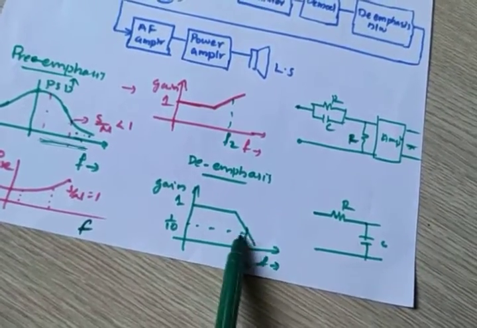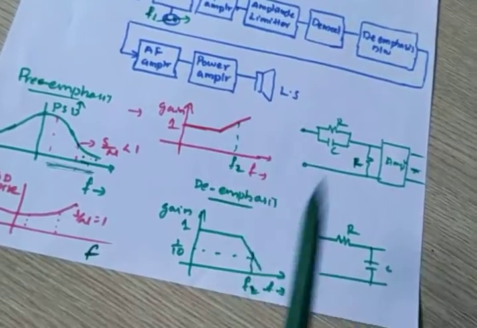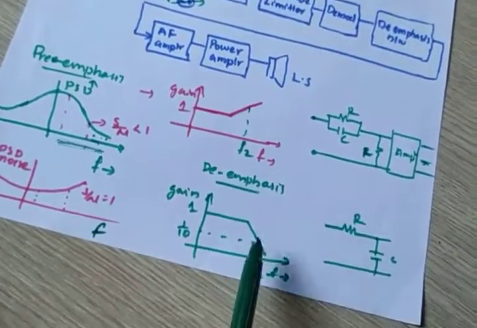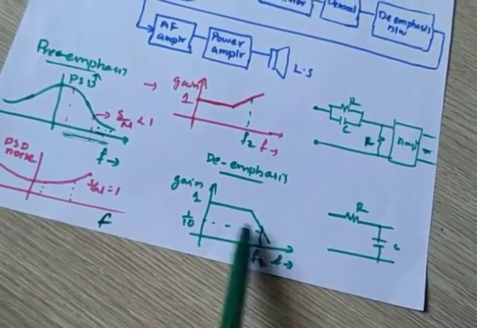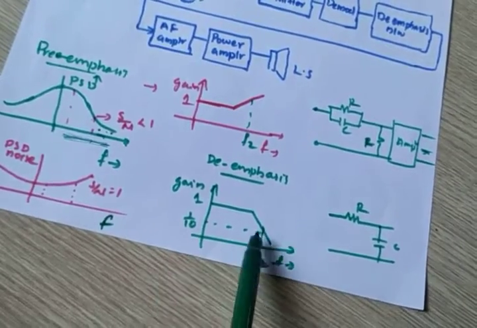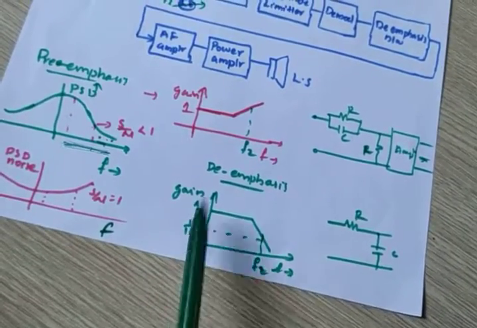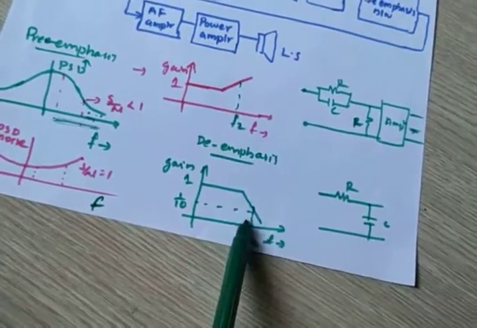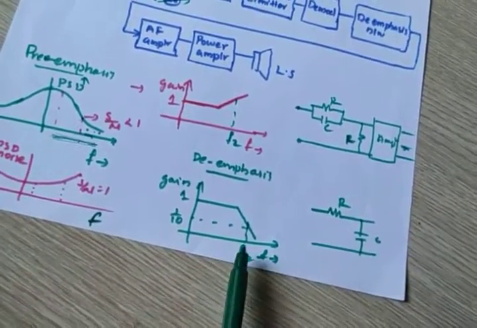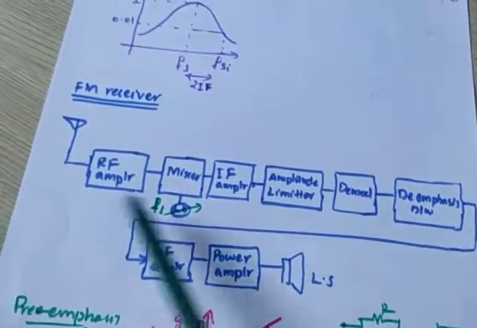At F2 in the transmitter I give a high gain, for example say 10, then at the receiver at this frequency I should give a 1/10 gain. That means the gain should be divided by 10. Here it is amplified by 10, then here it is divided by 10, then you will get the original signal which you transmitted. This is the function of the de-emphasis network.